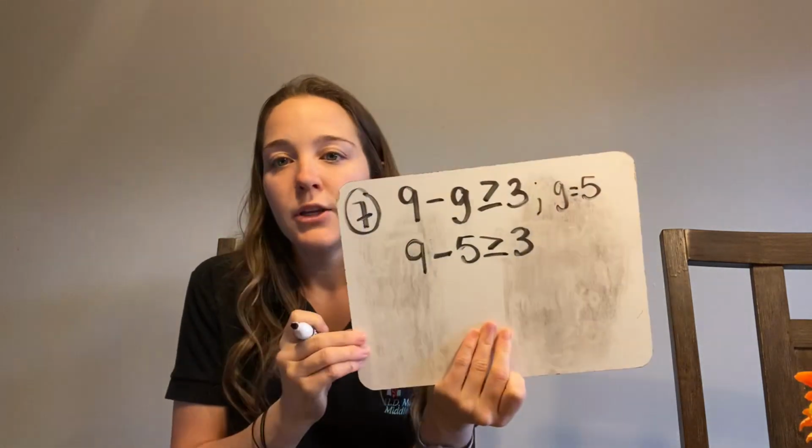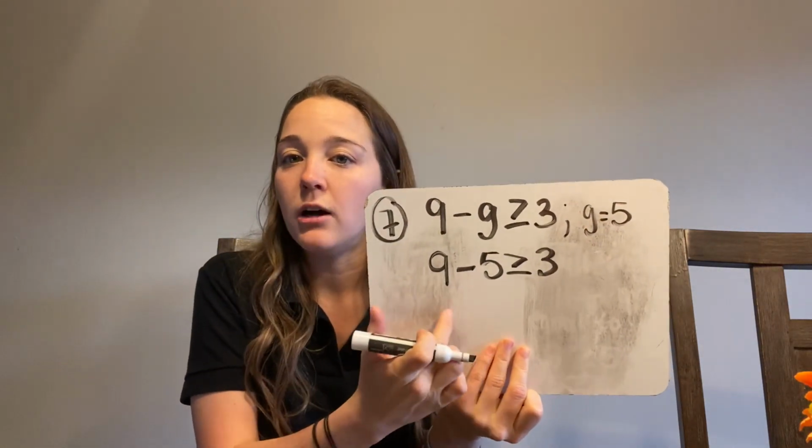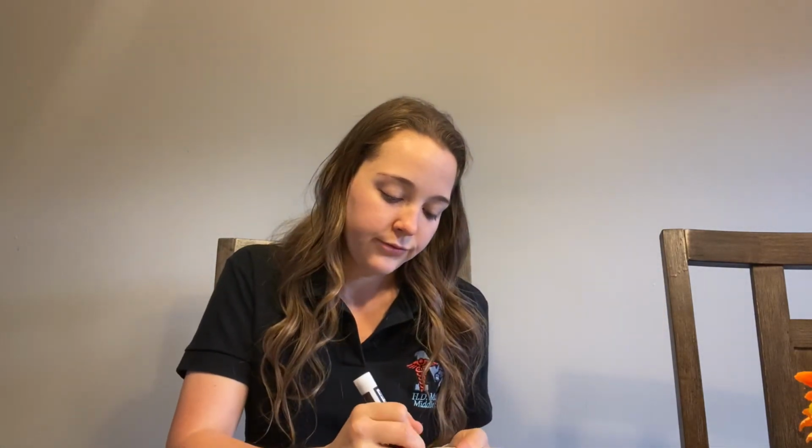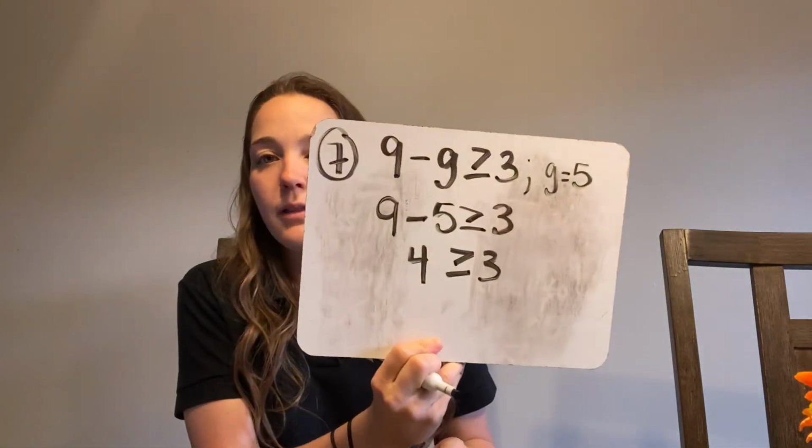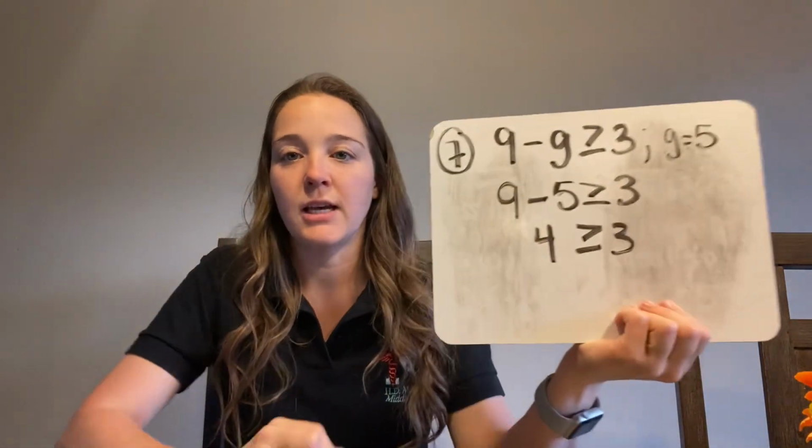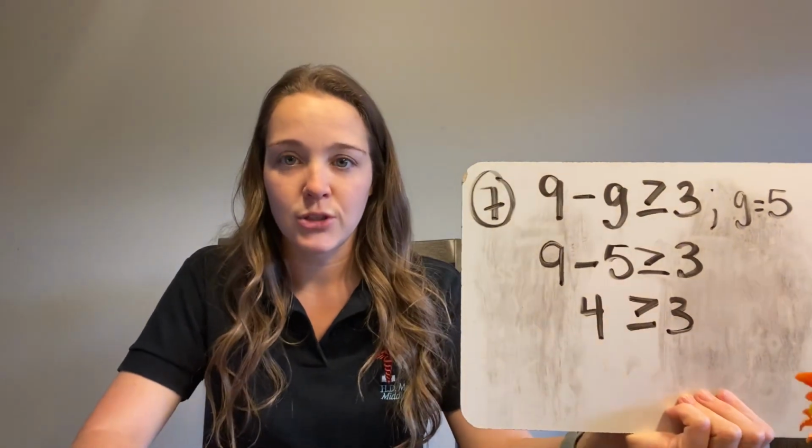So I'm gonna rewrite this saying 9 minus 5 greater than or equal to 3. You've gotta take the step now to solve. 9 minus 5 is 4. 4 greater than or equal to 3. And so that's our question. Our final answer says 4 is greater than or equal to 3.